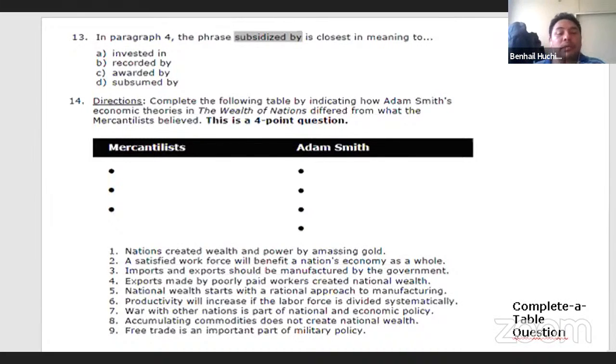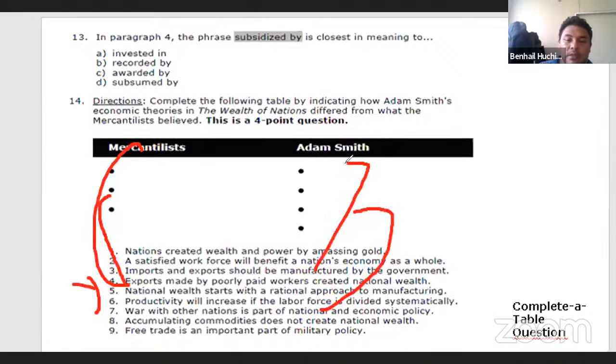Then in the last question you can see here, it says complete the following table by indicating how Adam Smith's economic theory in the Wealth of Nations differs from what the mercantilists believed. This is a 4-point question. In this case, you have to drag which of these you think goes here, which are for mercantilism, and which are for Adam Smith. Okay.